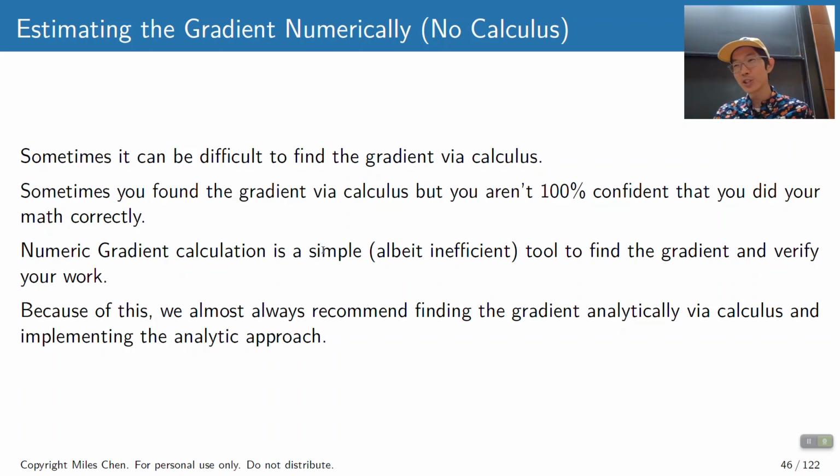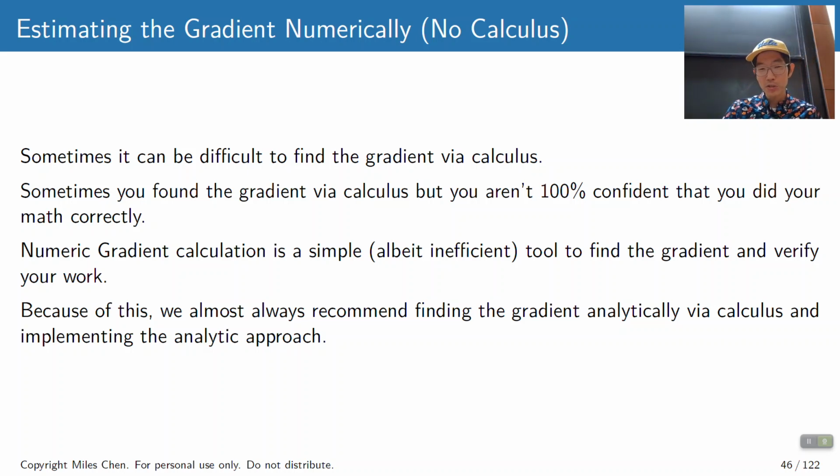numeric gradient calculation. Numeric gradient calculation is not efficient, so you don't want to use this as a way of calculating your gradient iteratively. If you had to do numeric gradient calculation and you're going to do 1,000 iterations, this will really slow down your thing. But if you're just going to do it once, it's quick and easy, and you can check your answer. So I wrote, sometimes you found the gradient via calculus, but you're not 100% confident that you did it correctly. And so numeric gradient calculation is a simple but perhaps inefficient tool to find the gradient and verify this.